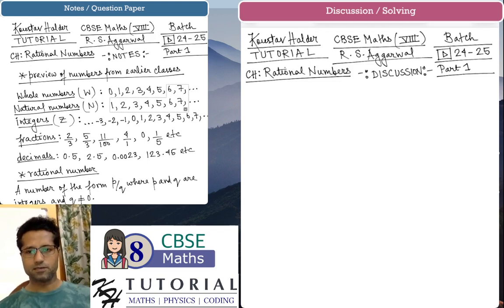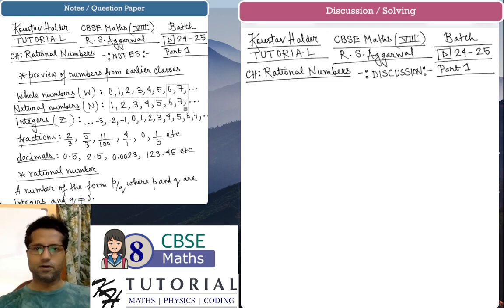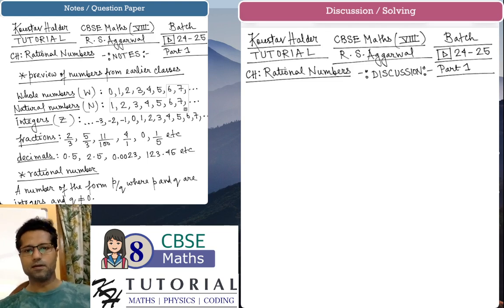In your previous classes, you have already learned about some types of numbers, that is whole numbers, natural numbers, integers, fractions, and maybe also decimals. So let's first do a little bit of discussion, a kind of preview of numbers from earlier classes. You know what whole numbers are. Whole numbers are the numbers 0, 1, 2, 3, 4, 5, 6, 7, and it is endless. It goes on. There are infinite or unlimited whole numbers. But remember that whole numbers also include the number 0.